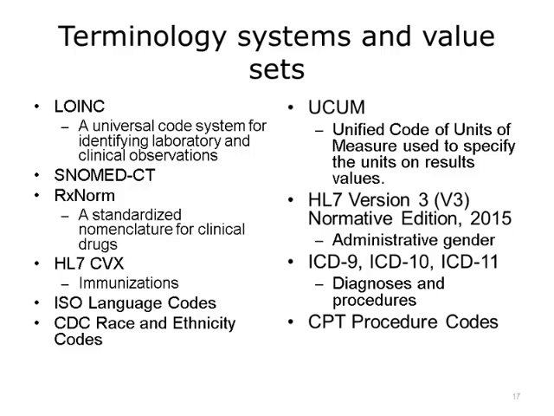CVX is for administered vaccines. The Centers for Disease Control maintains race and ethnicity terminology. ISO has several code sets, including ISO language codes. UCUM, or Unified Code of Units of Measure, provides terminology for units often used with result values. ICD-10 is what is being used right now in the United States for diagnoses. And then there are CPT procedure codes. The National Library of Medicine has a value set authority that helps manage value sets used in certified systems. This is not an exhaustive list.